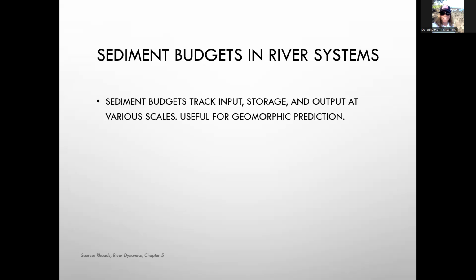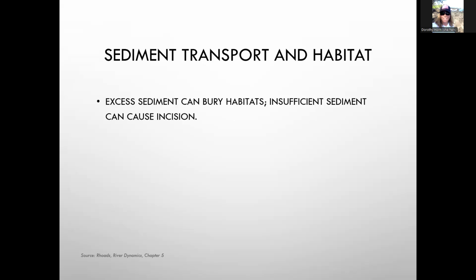So you have to think about like the water that's coming in, how much sediment is there, what's happening within the channel. You're going to have to look at different times of the year, and then you make those predictions based on all of those budgets. It's quite a bit to check out and do.